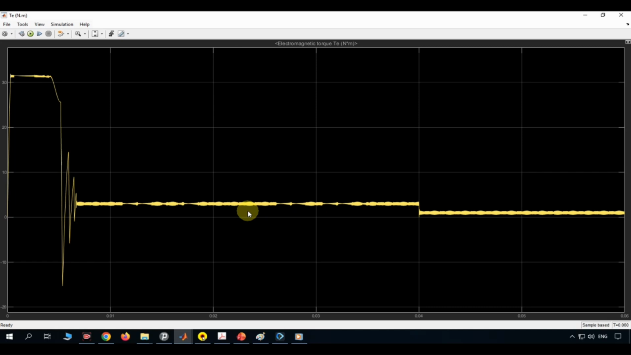At exactly 0.04 seconds, the load drops from 3 to 1 Nm. The torque dips briefly, then recovers and settles to approximately 1 Nm within about 5 milliseconds. That confirms our vector control loop successfully rejected the disturbance.